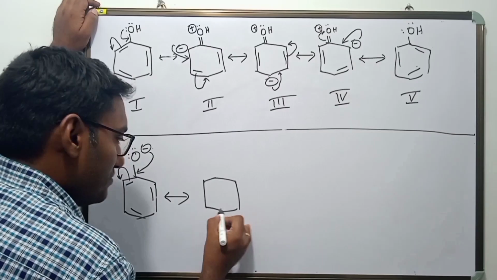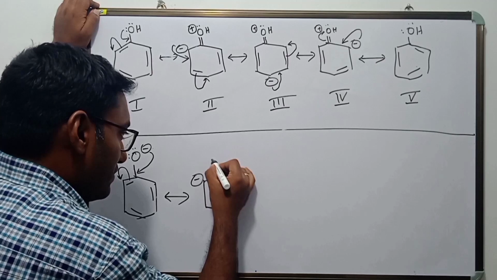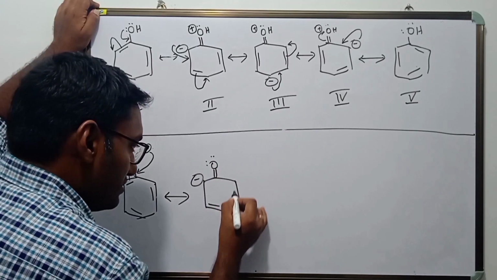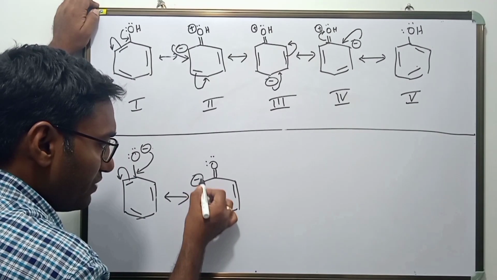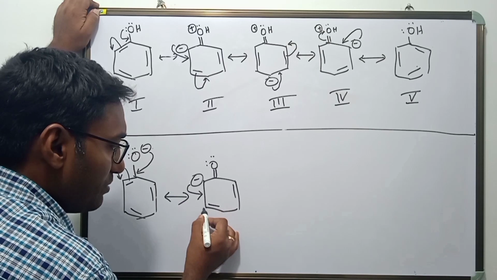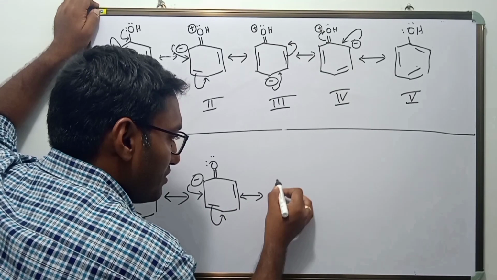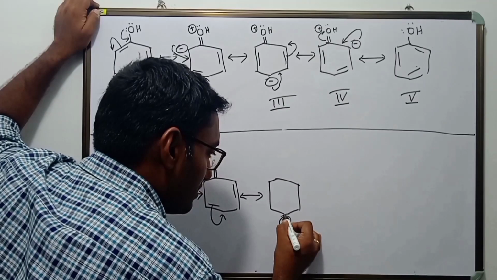It would come. So that would be O with its lone pair, and here are the double bonds. This is unstable outside the ring. Any electrophile can come and attack it, so it gets inside. When it gets inside, the carbon here becomes unstable. This goes out. Fine. So now we get something like this.